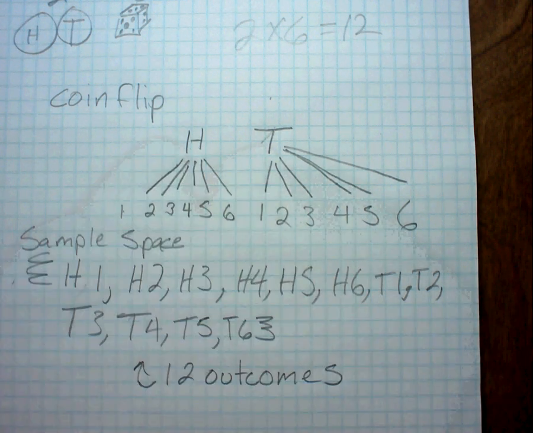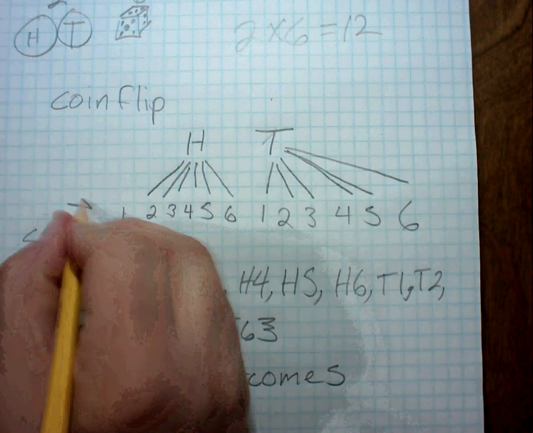Now, this isn't always the case. Sometimes there's some factors. They might say, well, what are the possible outcomes if you flip heads, and then you roll a die.